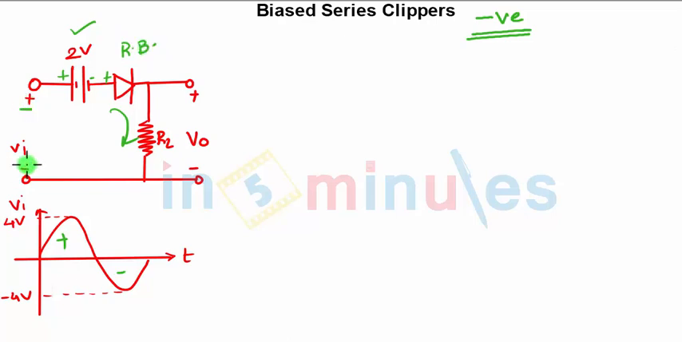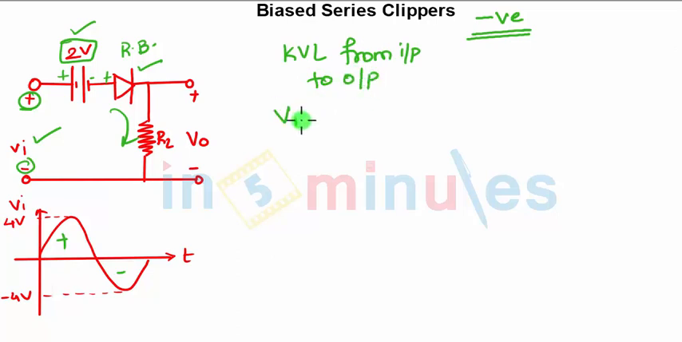Whereas in the positive half cycle, the direction of the input voltage will try to forward bias the diode, but this 2 volt will not allow the input swing to make the diode forward biased until and unless you overcome 2 volts. So what will be the equation, that is KVL from input to output? From input to output terminal it will be VI minus 2 minus VO equals 0. So VO will be VI minus 2.